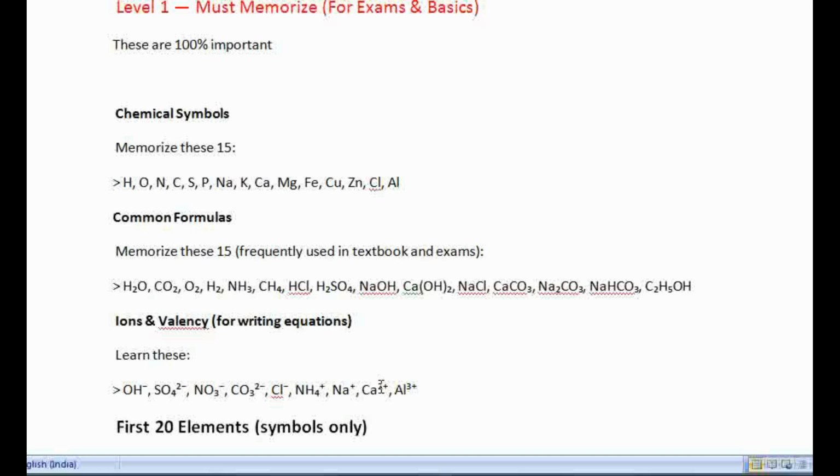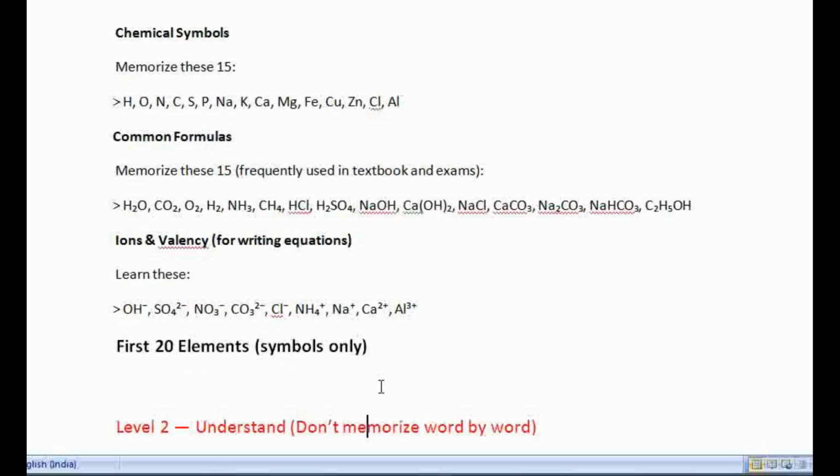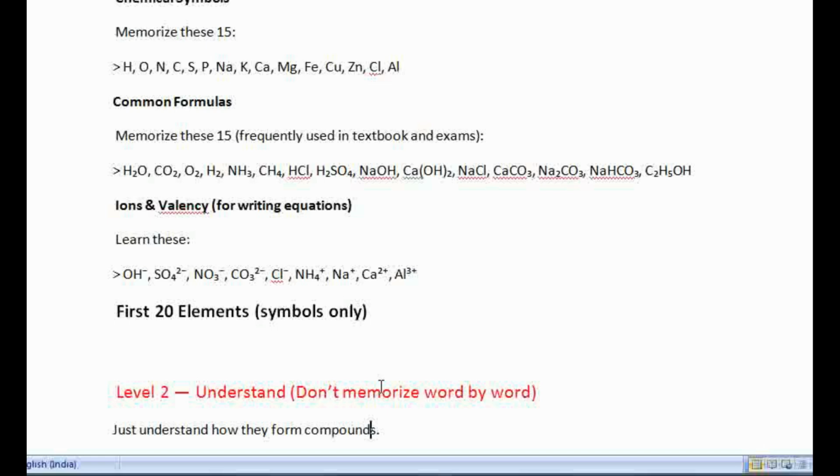And the next one is ions and valency. For writing the equations, learn this: OH minus, SO4 2 minus, like that. And next, first 20 symbols are enough. I'm saying, first 20 elements are enough, symbols only. So be able to say from hydrogen 1 to calcium 20 with symbols. If you're able to do that, then go to level 2.